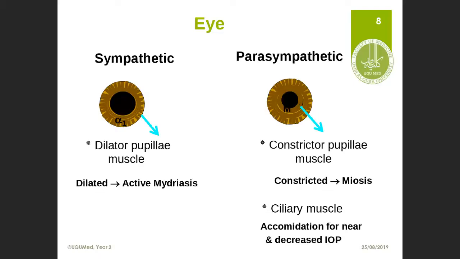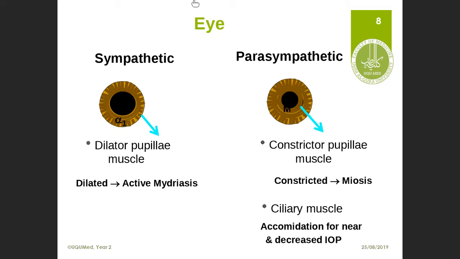Is there any question? Yeah, I will let you know, don't worry. Which type of muscarinic receptor? Don't worry. So if we see in this, the sympathetic and parasympathetic both are innervating the eyes.